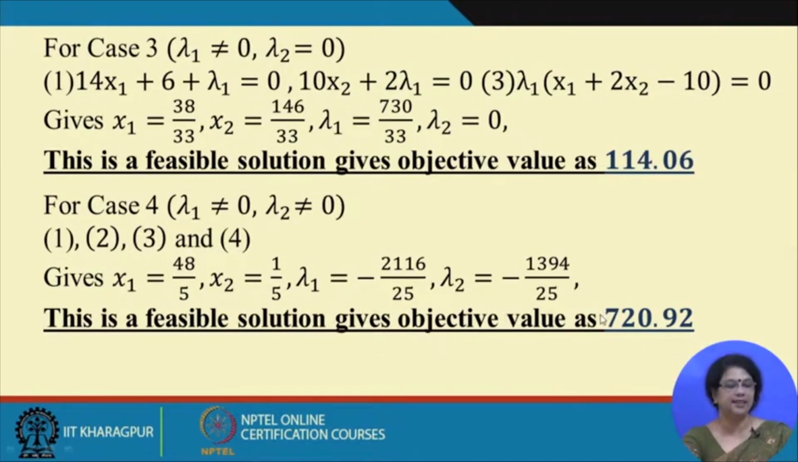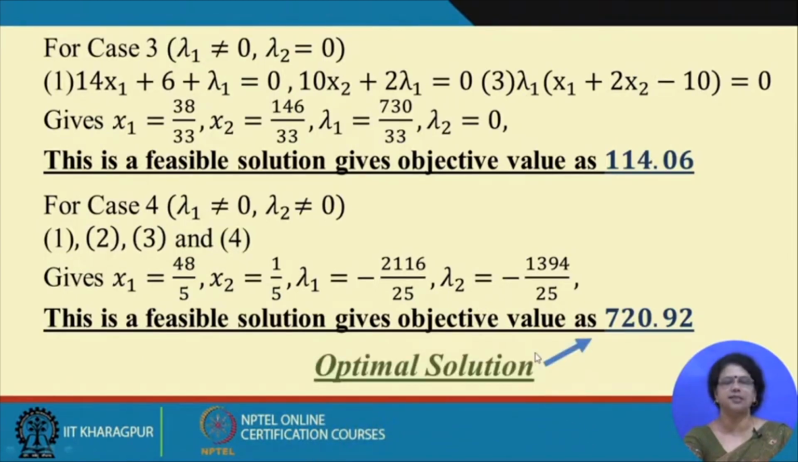Not only that, there is another reason: though this is a feasible point, we are getting a better objective function value with this combination. That is why we can declare that this is the KKT point, that is the necessary condition for us, and thus this is the optimal solution for the problem.